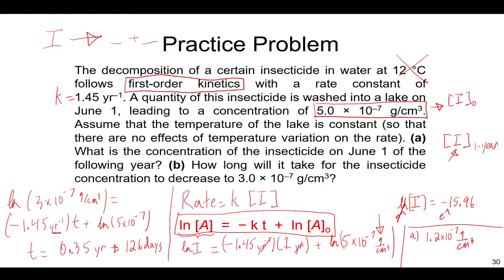Now, it makes sense that it's less than a year, 126 days, because we know from part A, after a year, it's at 1.2. So how long does it take to get to 3? It should be shorter than the amount of time it takes to decrease to 1.2. Remember, this reactant is constantly going away with time. So B, our answer would be 126 days.